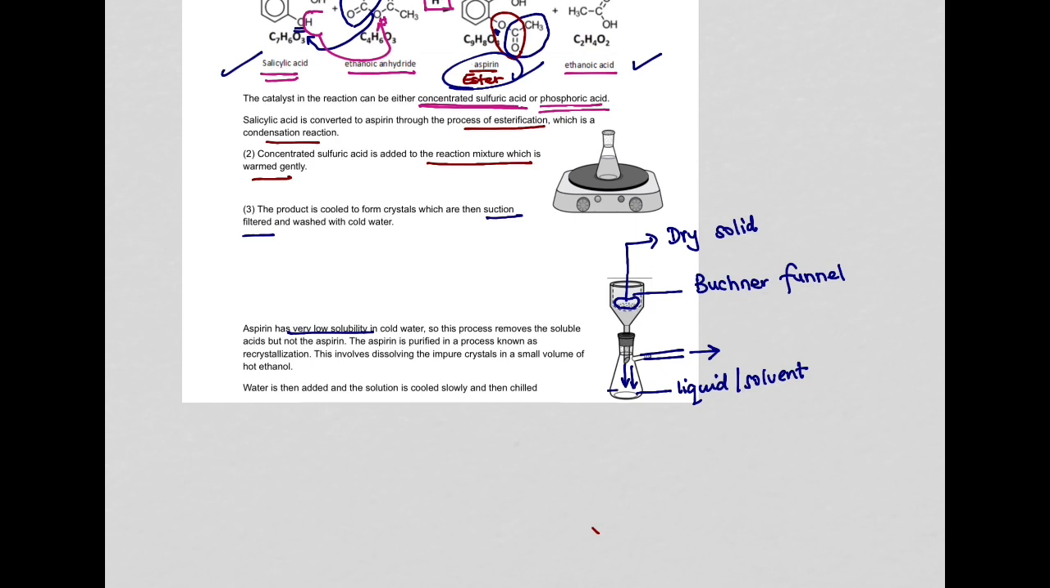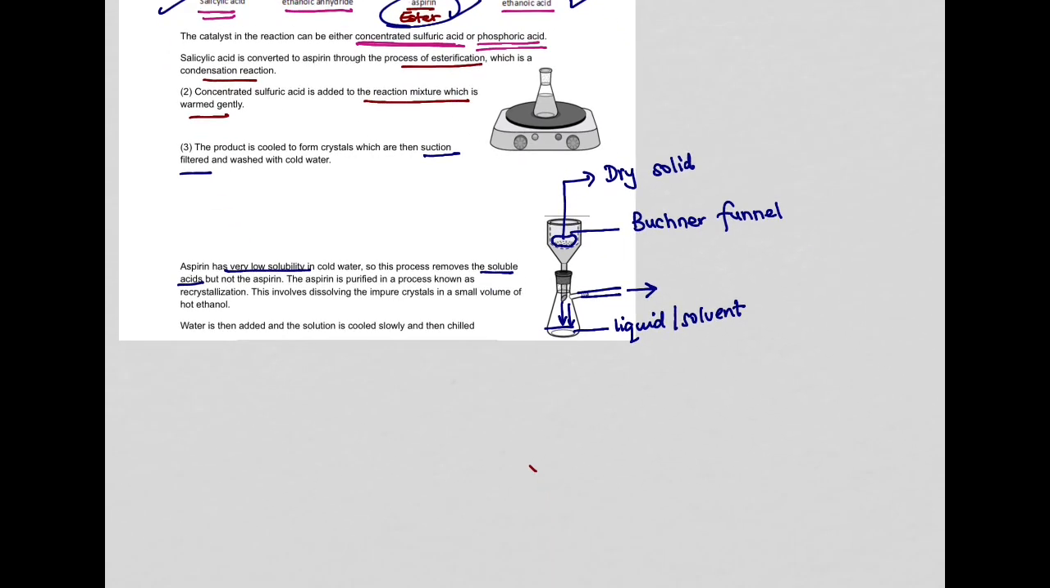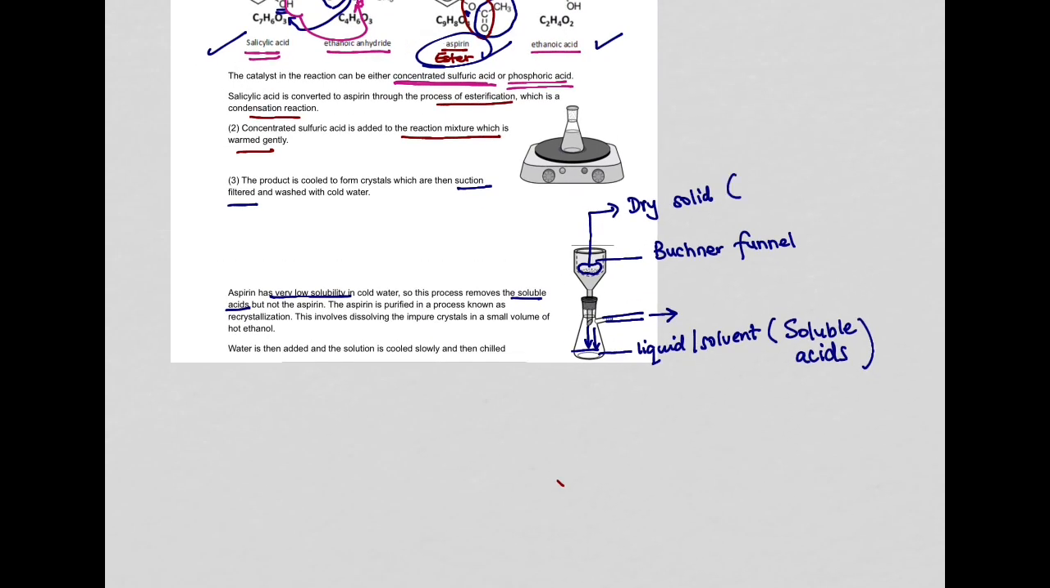So over here you will have the soluble acids. So you will have the ethanoic acid, salicylic acid, sulfuric acid over here. And on top over here you will have the aspirin, the pure dry aspirin that is left here. Now you can watch the video which I have linked in the description box. It shows you the process of making aspirin in the lab.